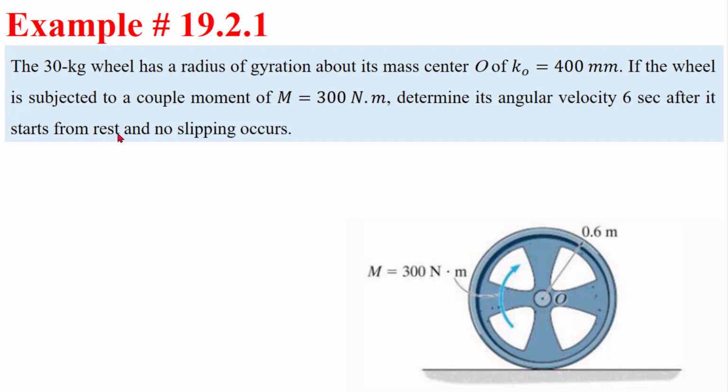So let's see this example. Here we have 30 kilogram wheel. So here we have wheel, and its mass is 30 kilogram. Has a radius of gyration about its mass center O of KO. So this is radius of gyration, 400 millimeter. If the wheel is subjected to a couple moment, 300 Newton meter, determine its angular velocity 6 seconds after it starts from rest, and consider or assume that there is no slip.